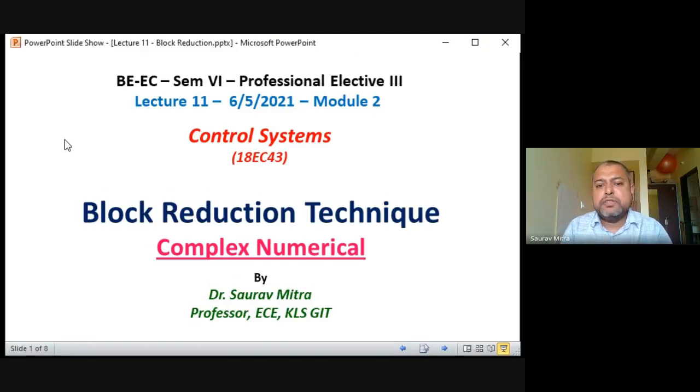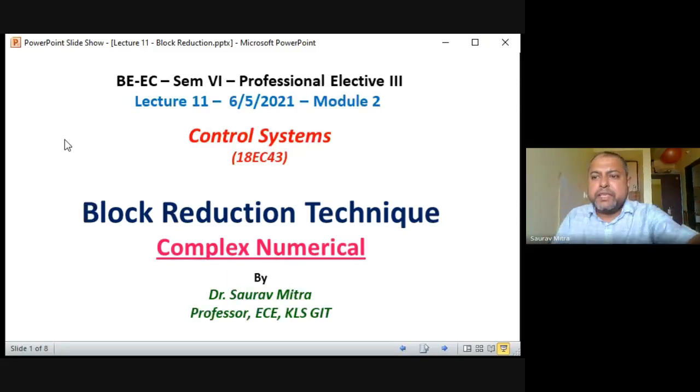Why find the overall system transfer function? Because once we find it, that is Y(s) by X(s), where Y(s) is the output and X(s) is the input, then Y(s) by X(s) is a transfer function, that is a polynomial ratio of numerator and denominator. So Y by X we find. Then what we do is Y(s) is equal to, so that X(s) from the denominator we shift to the right side. So Y(s) is equal to X(s) into the transfer function.